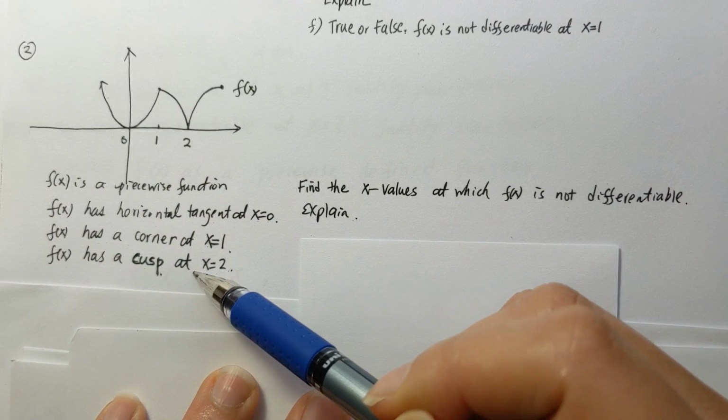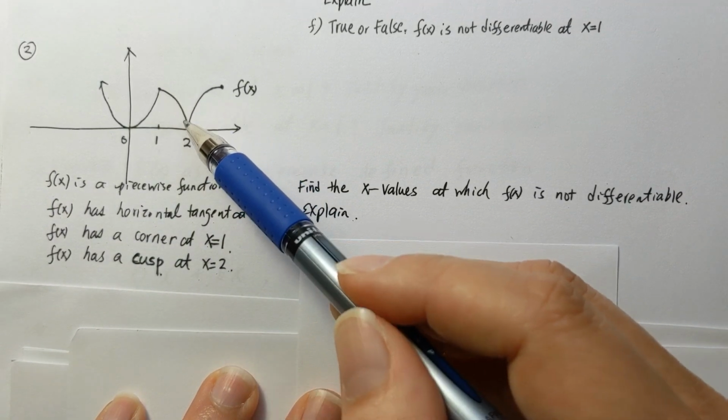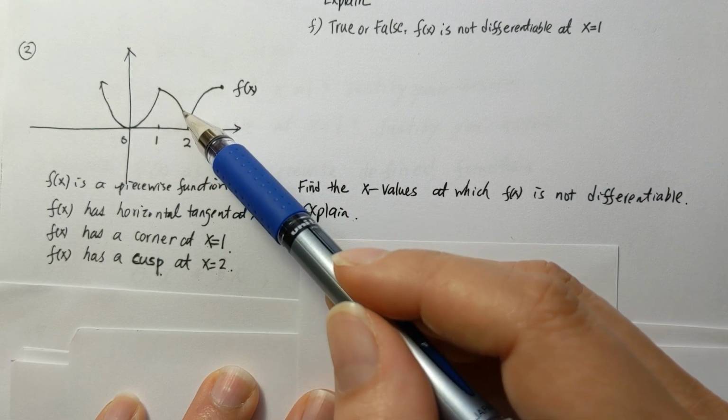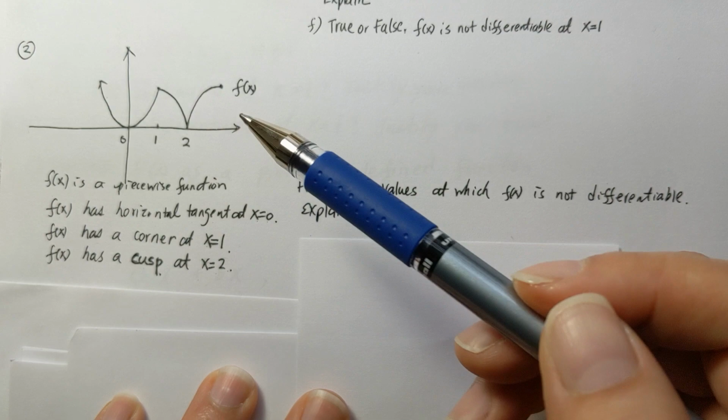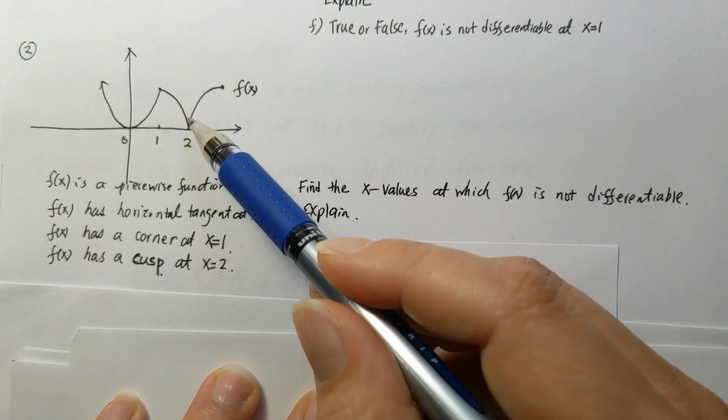F of x has a cusp at x equal to 2. So that means you're going to have a slope going to negative infinity on one side and positive infinity on the other side. So definitely it's a cusp over here.